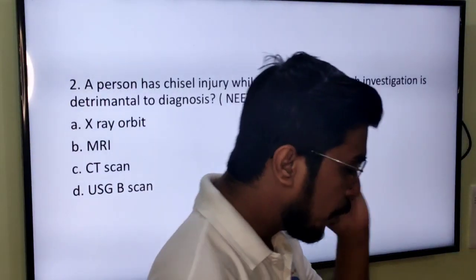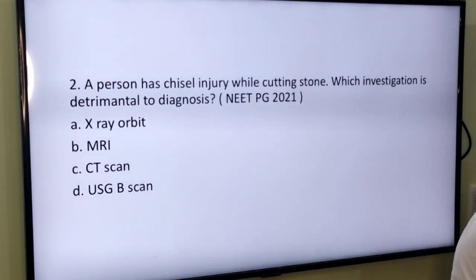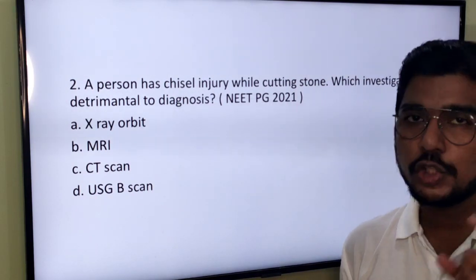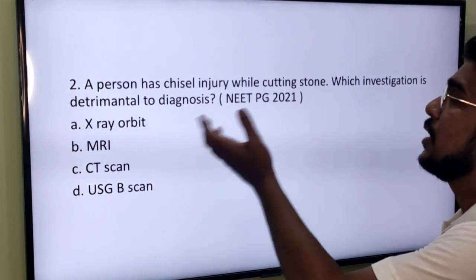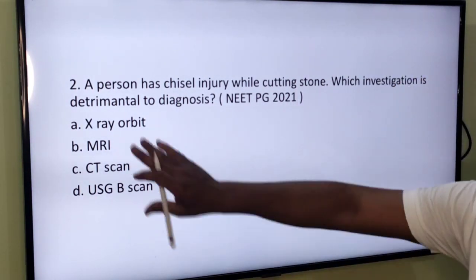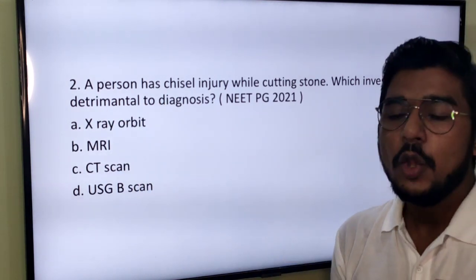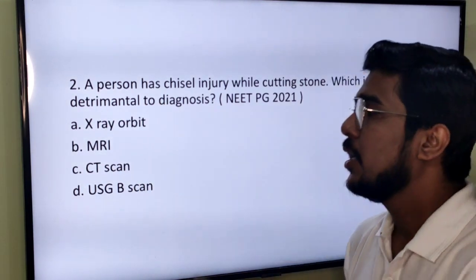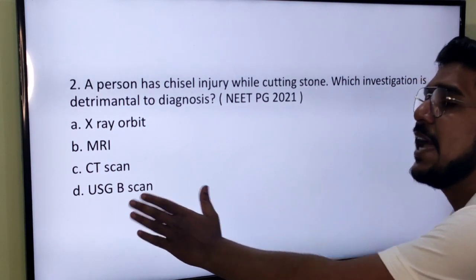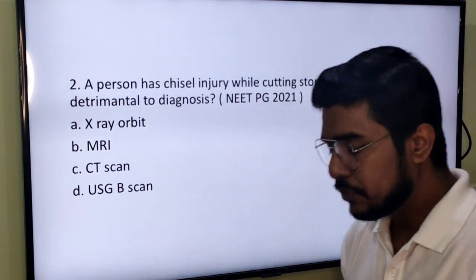Coming to this second important question. A person has a chisel injury while cutting a stone. Which investigation is detrimental to diagnosis, means which investigation you should avoid: X-ray, MRI, CT scan, ultrasound B scan.